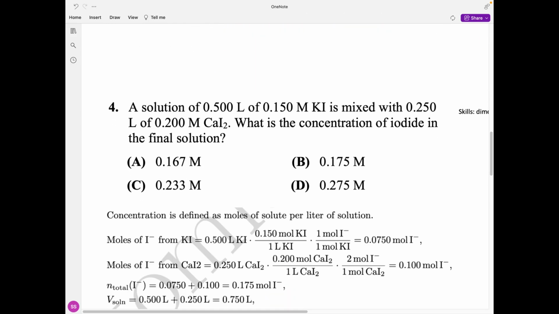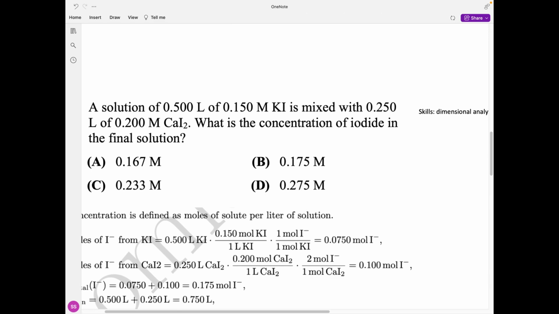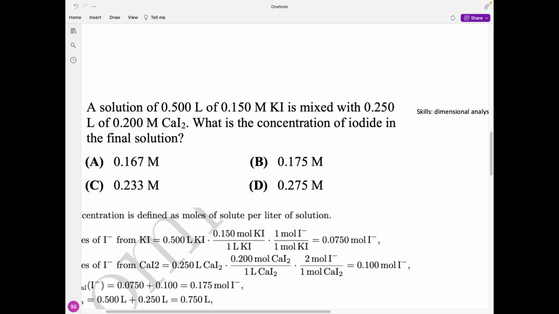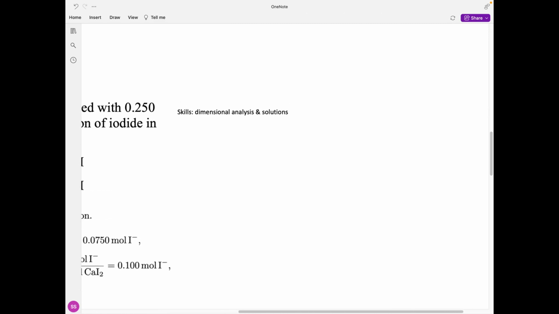Now, as for number 4, essentially what we have here is a solution problem, right? So what I typically do is try to break down the problem. We have 0.5 liters of 0.15 molar KI, and we're adding that to 0.25 liters of 0.2 molar CaI2.